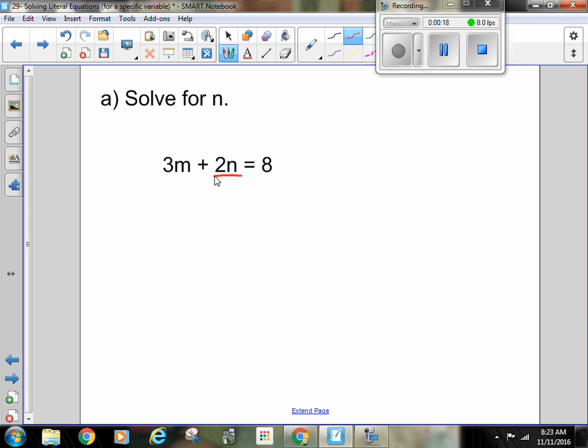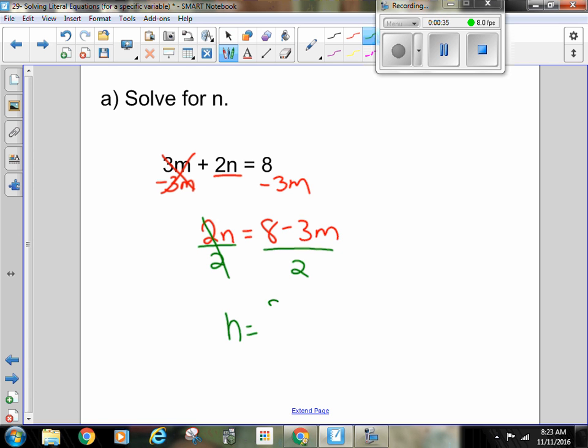So start off, we're going to move our 3m to the other side. So we end up with 2n equals 8 minus 3m. And now we want to get n by itself, so we're going to divide everything by 2. So we get n equals, now you can leave it in two ways, either 8 minus 3m divided by 2, or you can write it as 4 minus 3 over 2m. Both of these are just fine.